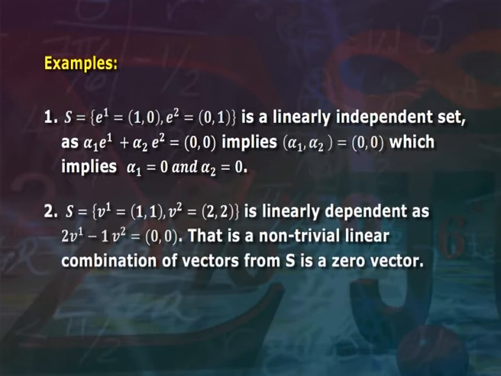2. S equal to {v1, v2}, where v1 is equal to (1, 1), v2 is equal to (2, 2), is linearly dependent as 2 times v1 minus 1 times v2 equal to (0, 0). That is, a non-trivial linear combination of vectors from S is a 0 vector.